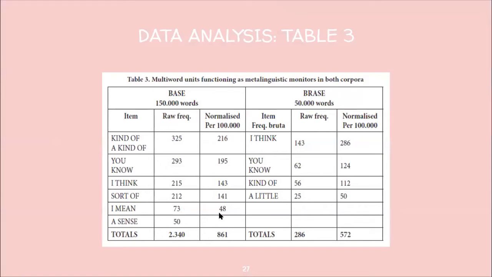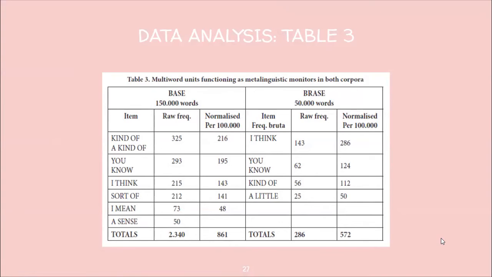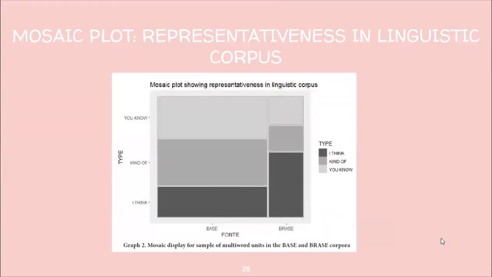Right, this is table 3. And it presents the most frequent two-word clusters in the study. Again, it shows that the numbers are higher in BASE than in the Brazilian. So we have examples like kind of or a kind of in the BASE, most used, right? And I think in the Brazilian one. So in this graph, we can see that the cluster I think is higher in the Brazilian one, and the kind of cluster is greater in the British one.